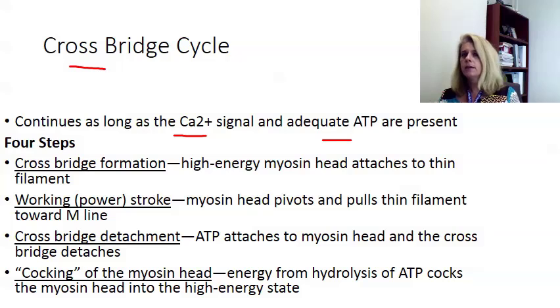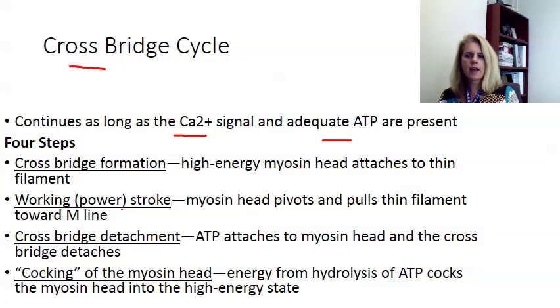What is ATP? ATP is the energy source that we use for muscle contraction. So you have to have energy. This is where the ATP comes in to actually use the energy for muscle contraction. There are 4 steps: cross-bridge formation, the power stroke, cross-bridge detachment, and the cocking of the myosin heads.